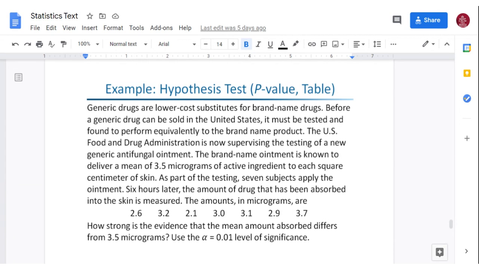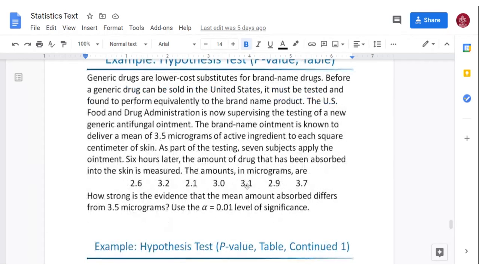So that's the mean, that's the X bar. As part of the testing, 7 subjects apply the ointment. 6 hours later, the amount of drug that has been absorbed in the skin is measured, and here are those amounts in micrograms. So what the brand name offers is 3.5. That's what we're measuring against.